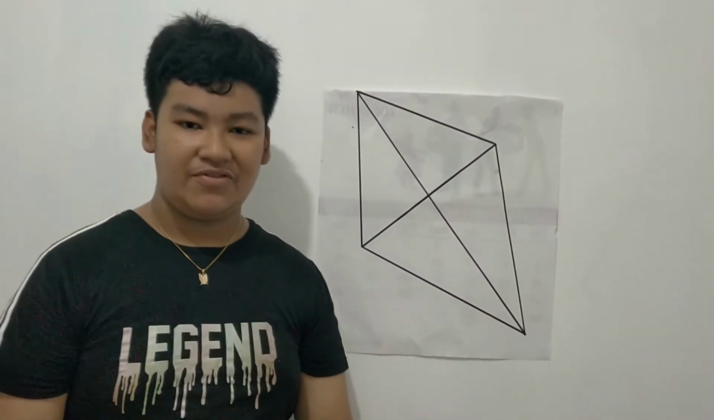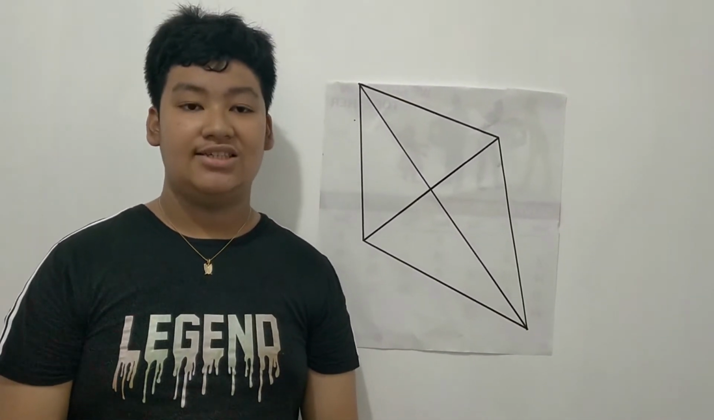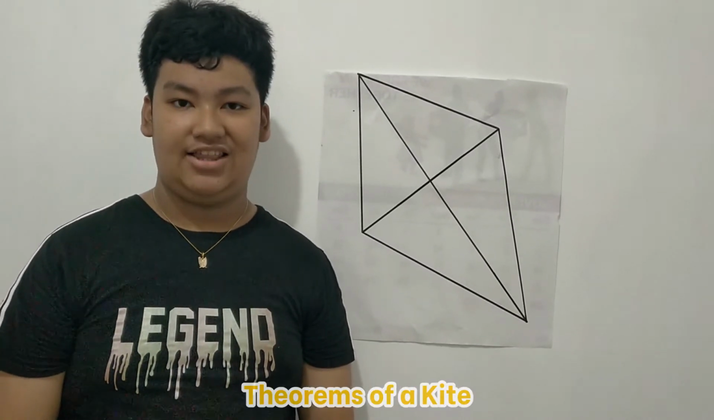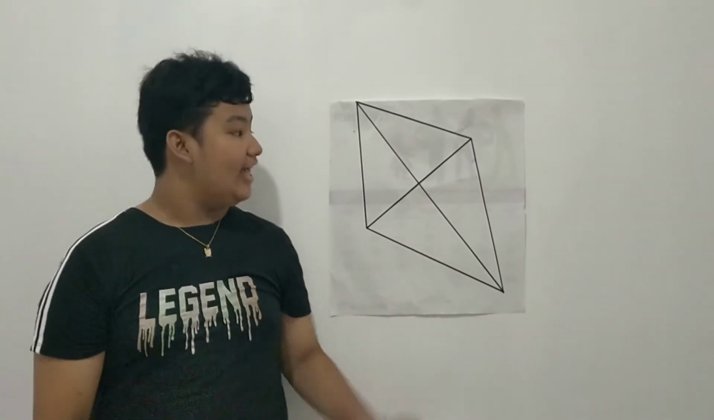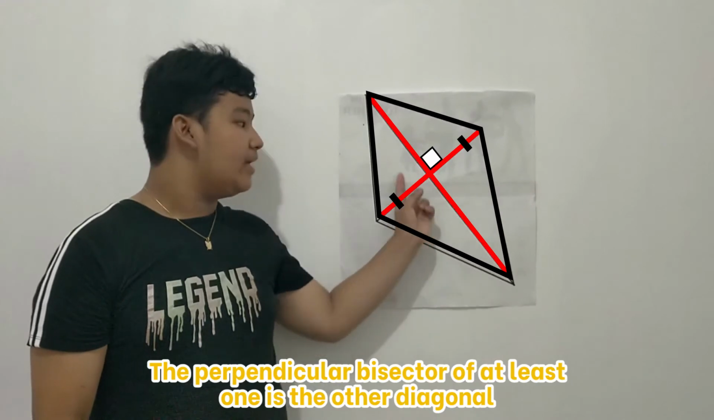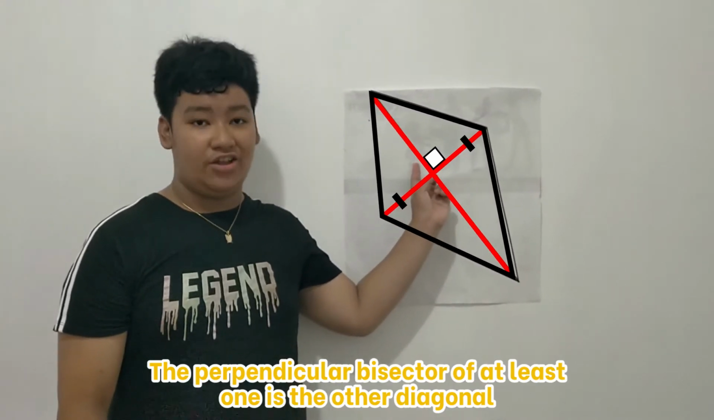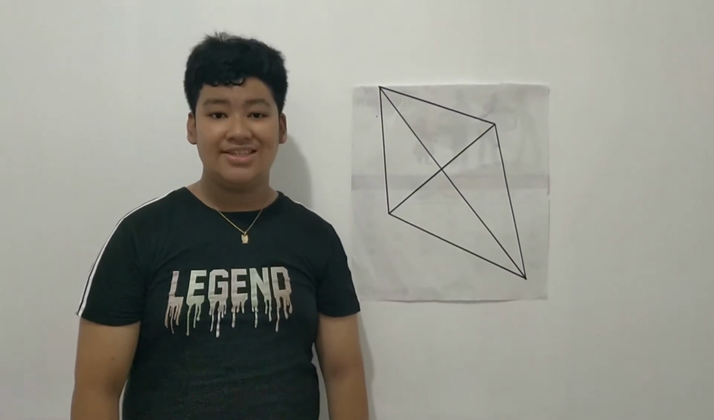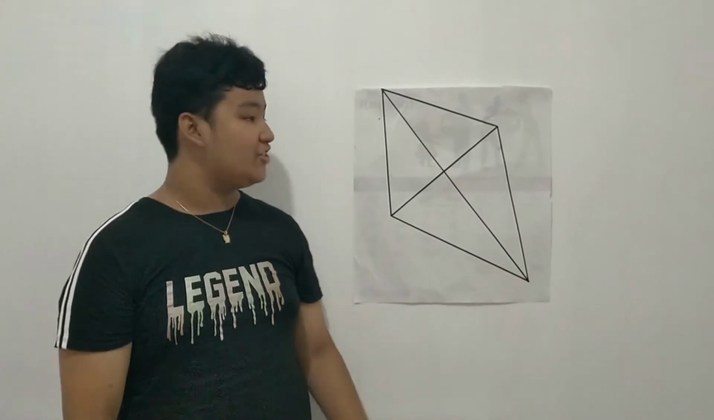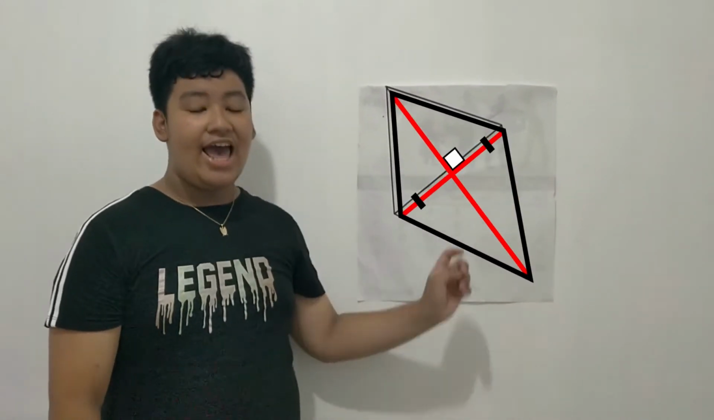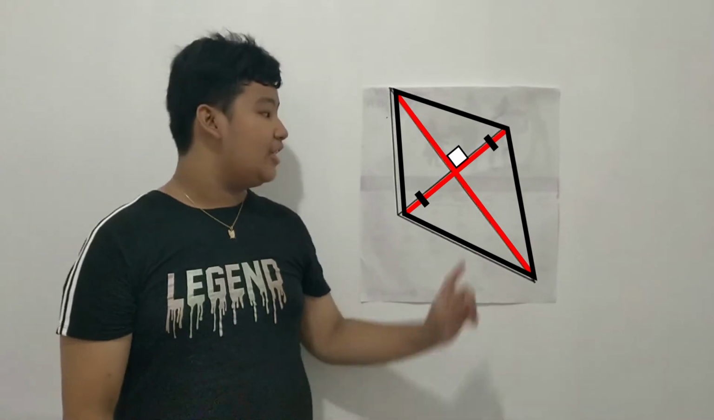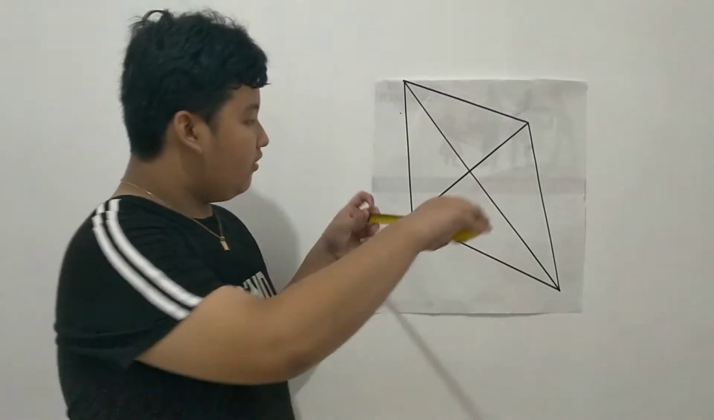For this to become lofty, we must make sure to take into consideration the theorems of a kite. Theorem 1. In a kite, the perpendicular bisector of at least one diagonal is the other diagonal. To show this, come and join me as I measure the lengths of the diagonals, and let's see if one is the perpendicular bisector of the other.